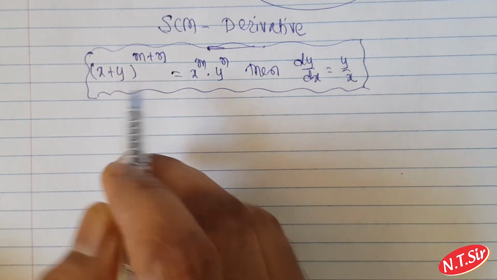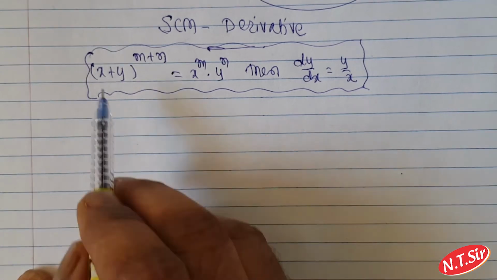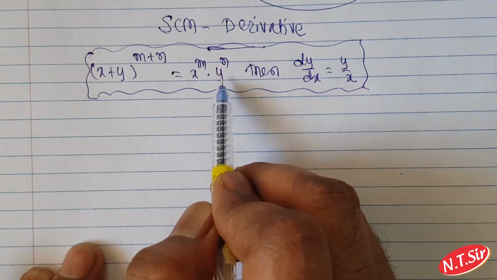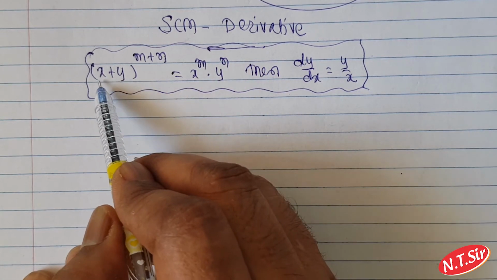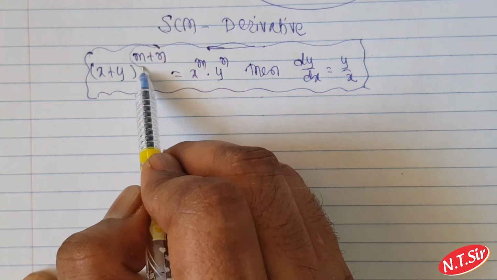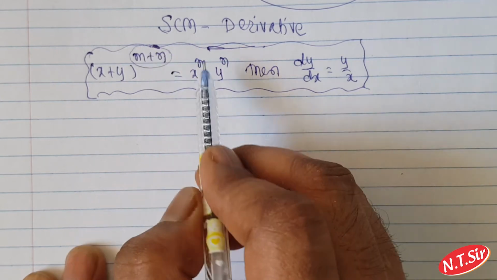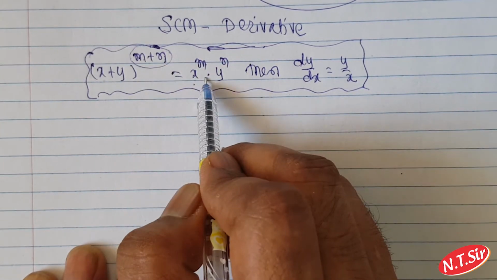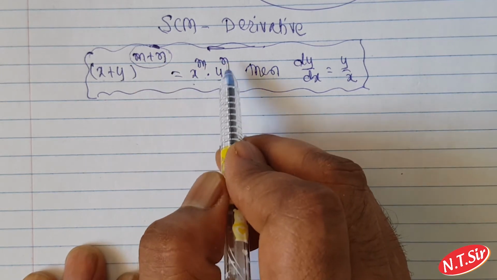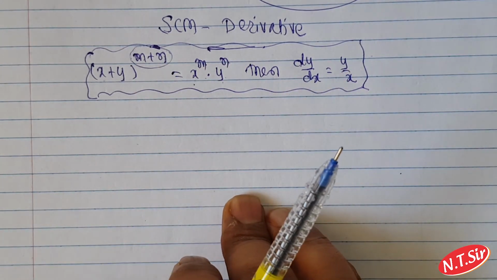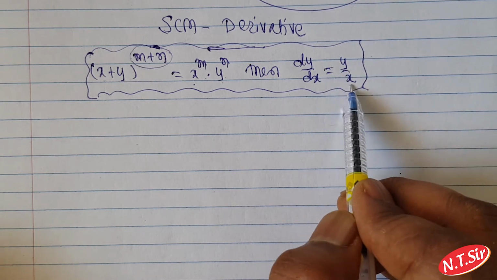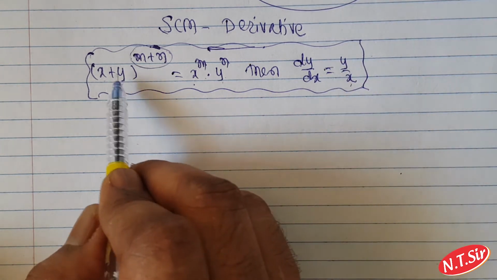Understand? So memorize this. (x plus y) whole raised to m plus n is equal to x raised to m into y raised to n. That is, the sum of the two functions, and here the sum of the powers is given. Then x raised to m, so one function with one power, into another function with another power. Then the answer will be dy by dx is equal to y by x.